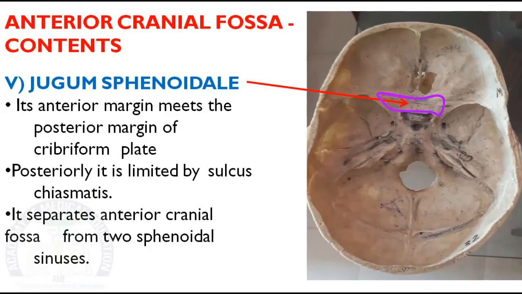Next is the jugum sphenoidale. The anterior margin of the jugum sphenoidale meets the posterior margin of the cribriform plate of the ethmoid bone. Posteriorly, it is limited by the sulcus chiasmaticus. This is the sulcus chiasmaticus. This is the body of the sphenoid bone. Just inferior to the body of the sphenoid bone, the sphenoidal sinuses are present. So the jugum sphenoidale separates the anterior cranial fossa from the sphenoidal sinuses.